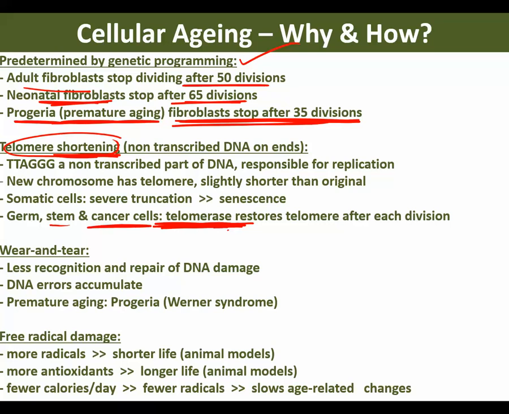Another most important thing is free radicals. If they are increased, that will shorten life. If antioxidants are increased, that will increase life. If the person takes less food, fewer calories, they have very few free radicals, and that will show its effect on age. So these are the most important reasons involved in cellular aging.